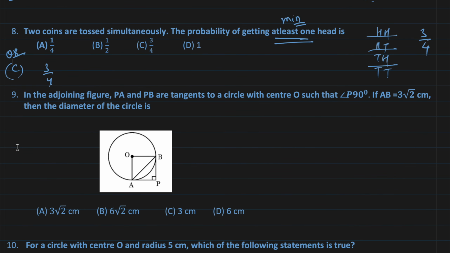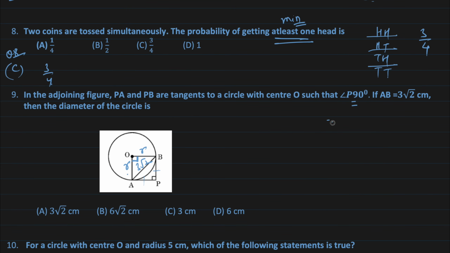Now in the adjoining figure, PA, PB are the tangents, so these two are equal, right? And angle P is 90 degree here. So if AB is 3 root 2, you need to find the diameter of the circle. So first let's find the radius. This is again 90 degree here also, because it becomes a square only, right? And radius. So let's calculate using Pythagoras theorem.